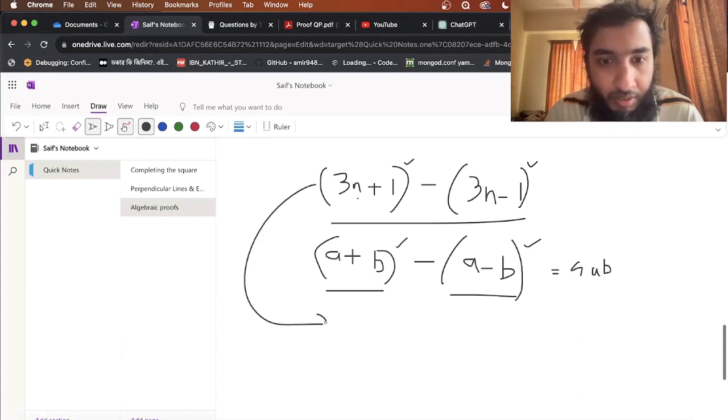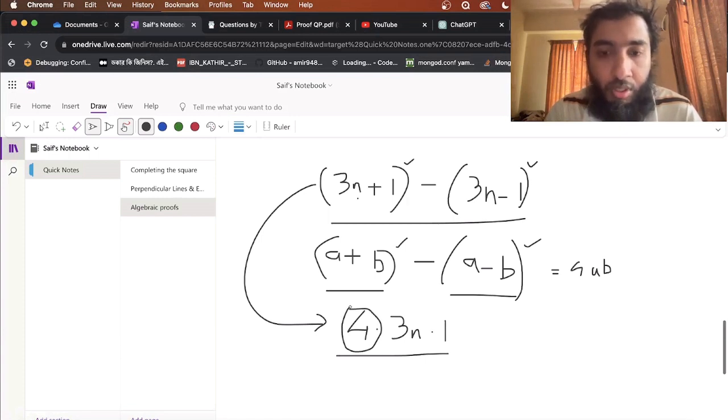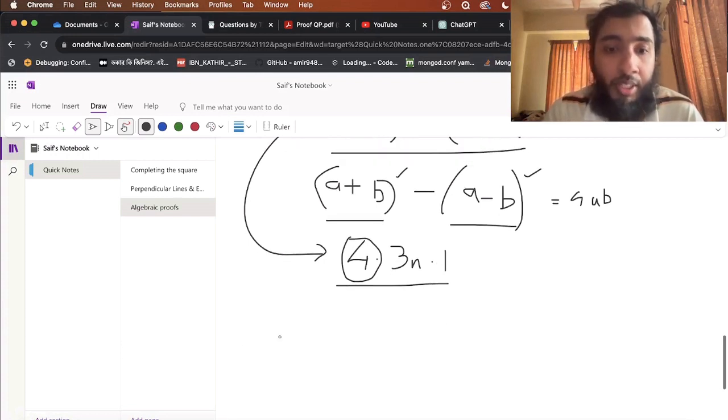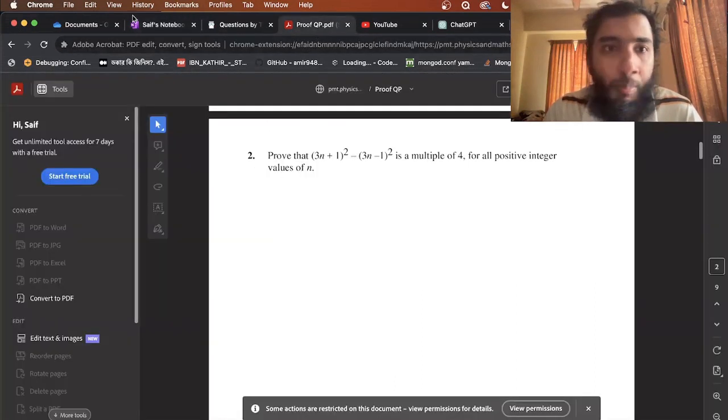On this expression, what will be the result? 4 multiplied by 3n multiplied by 1. So if you look at this term, this is a multiple of 4 because there is a 4 here. So this is a multiple of 4. So for understanding, if I use the value of n as any positive, all positive integer values of n, right? It says all positive integer values.